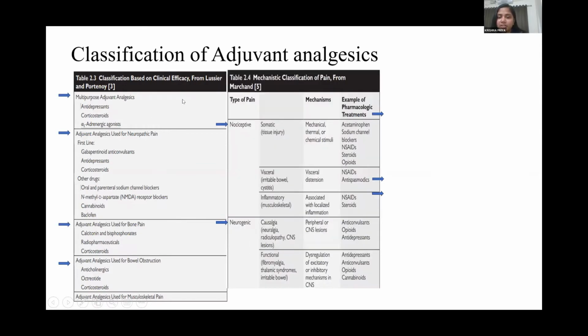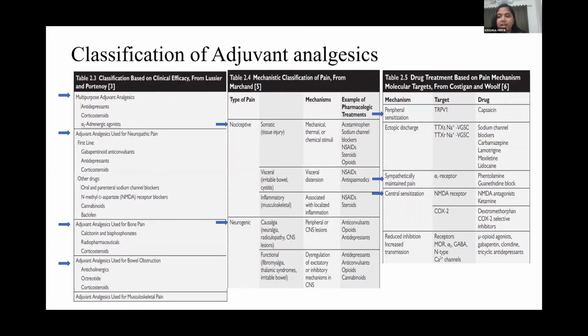Another classification is based on the mechanism of pain, that is, whether it's nociceptive or neurogenic. Accordingly, the examples of pharmacological management will vary. And another classification is based on the mechanism and the molecular target. That is, if it is causing peripheral sensitization, or it is a sympathetically mediated pain or central sensitization, accordingly the various drugs that we use may vary.